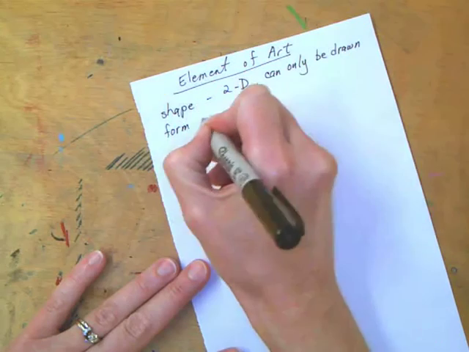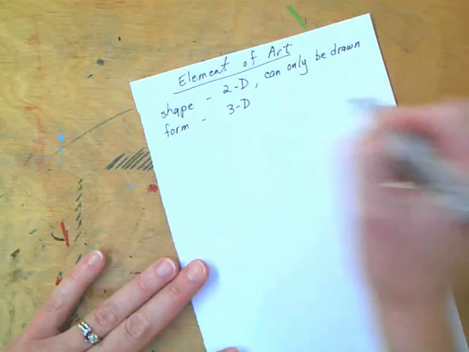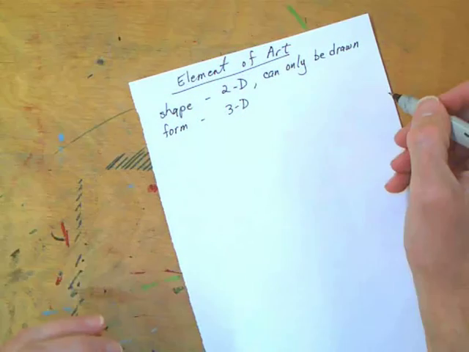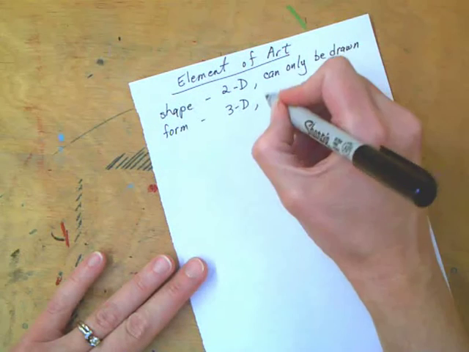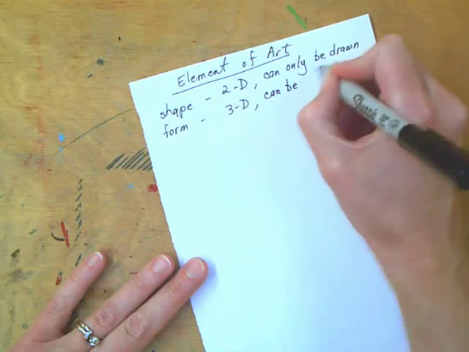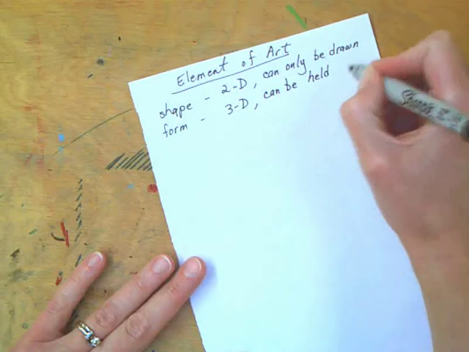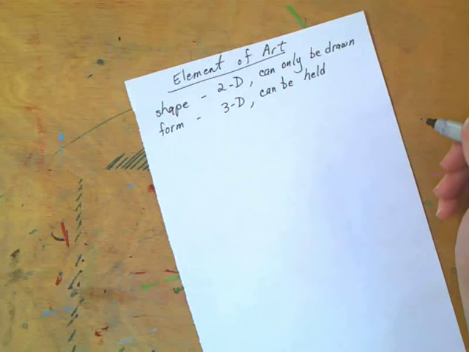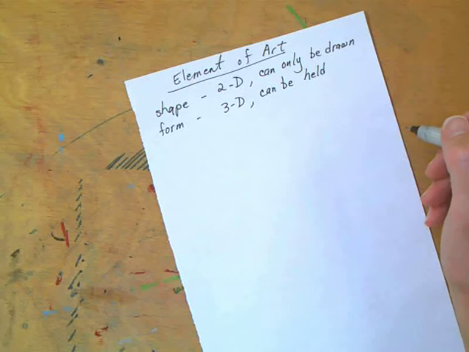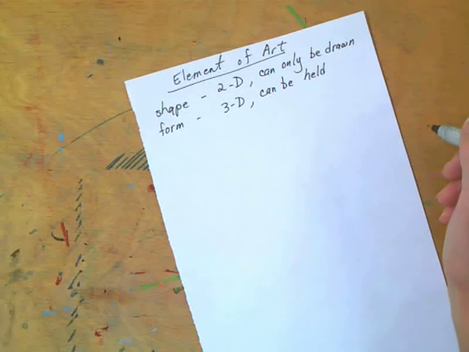A form is 3D. Since it has that additional third dimension, it can be held. It is the actual object. You can also draw a form, but you cannot hold a shape where you can hold a form. Okay?